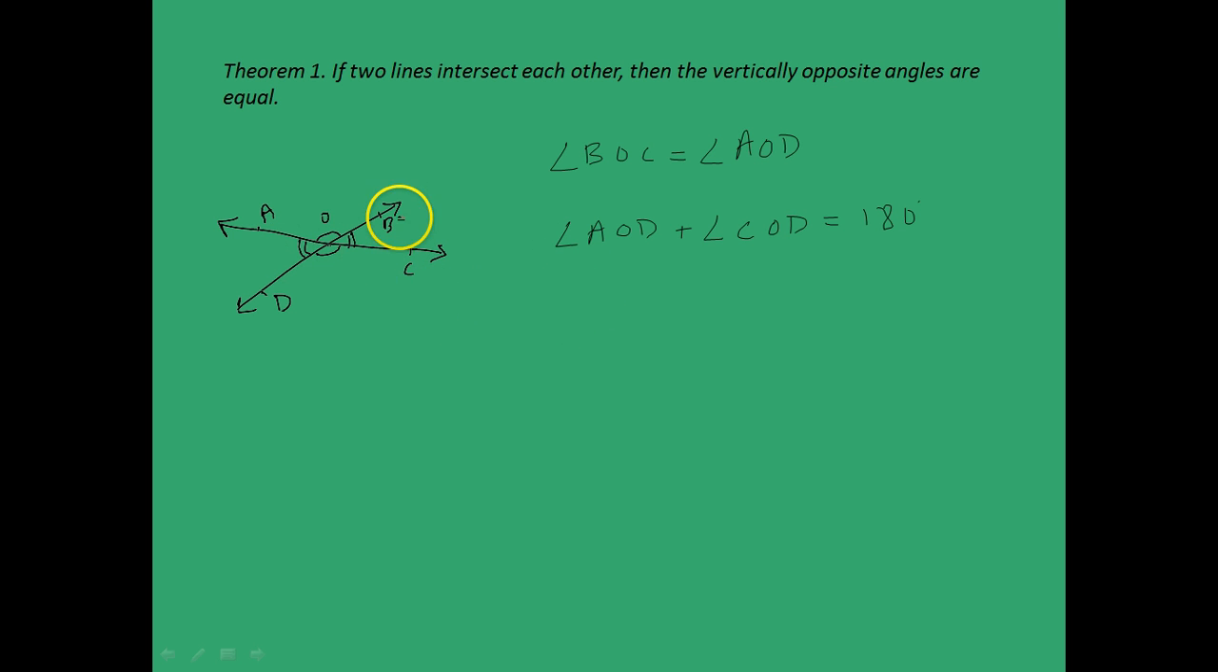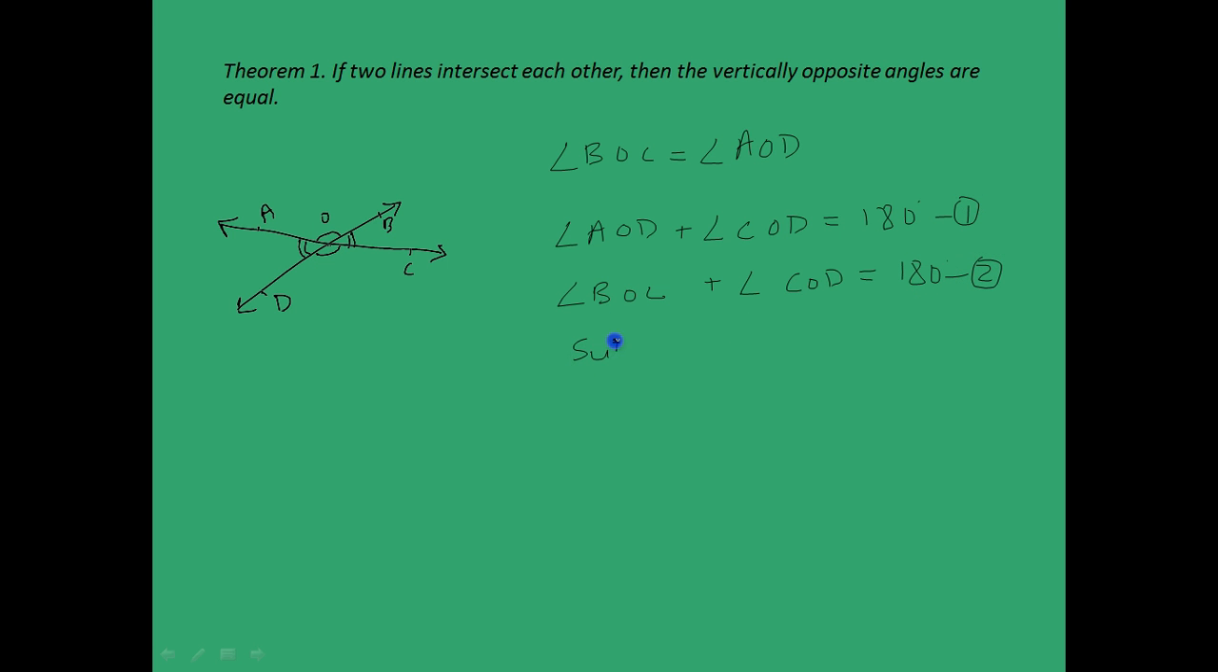Also, look at how BOC and COD form a linear pair of angles, because BD is a straight line, and so therefore angle BOC plus angle COD is equal to 180 degrees. Let's call this statement number 1, and then let's call this statement number 2.